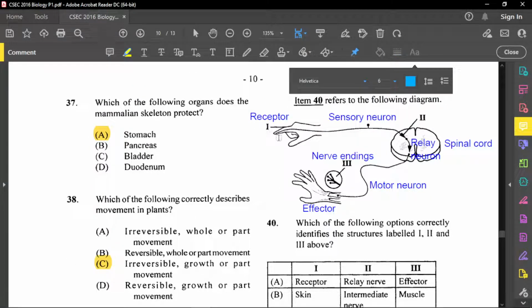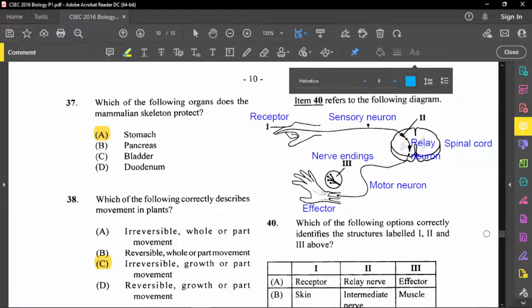So 1 is in the hand where the stimulus will be detected. So receptor cells are there. Then they transmit into the sensory neuron. Then you have a relay neuron, and then you have the motor neuron, and then at the end, this picture is showing nerve endings. But the nerve endings will connect to the effectors within the skin and the muscles of the hand. So the receptors are in the skin, the effectors are in the muscles.